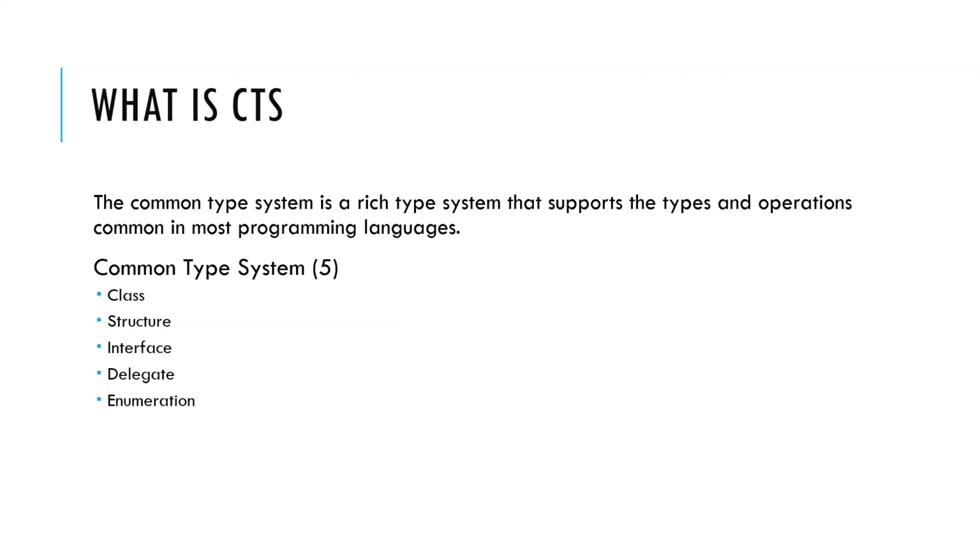So what is the CTS? The common type system is a rich type system that supports the types and operations common in most programming languages. .NET supports five common types: classes, structures, interfaces, delegates, and enumerations.